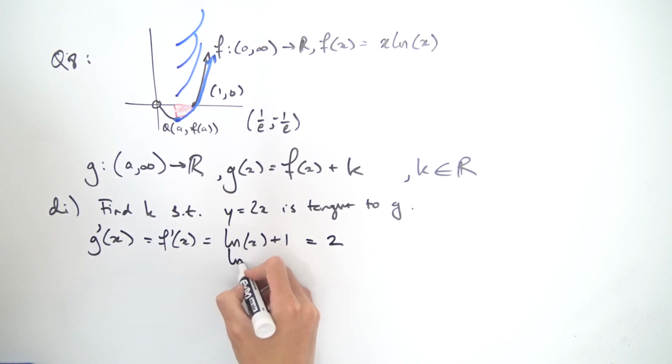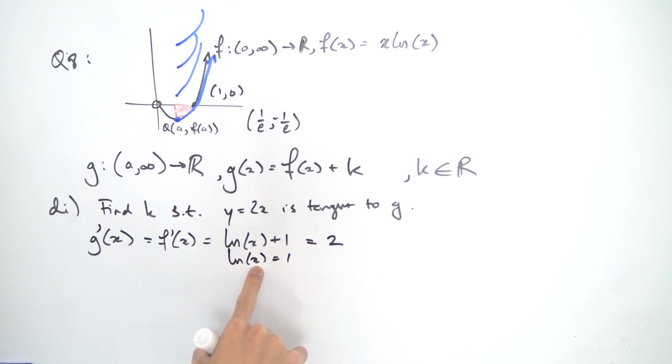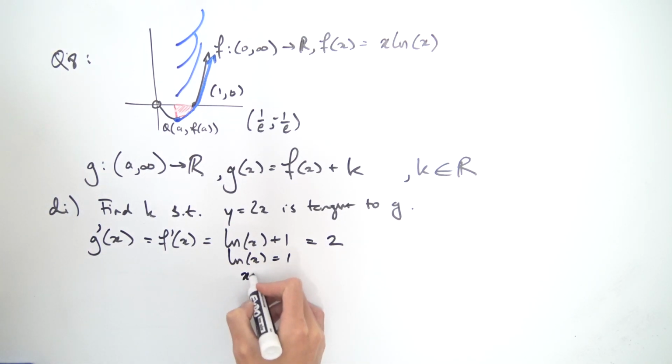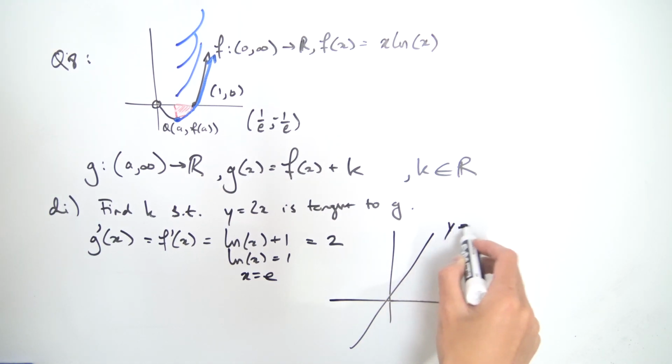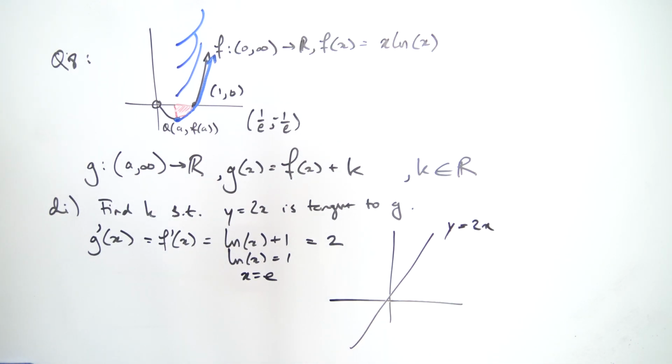So that gives you natural log of x is equal to 1, and where is natural log of x equal to 1? Well, x is equal to e, because if you plug e into this natural log, you get 1. So if you have the graph y equals 2x like so, and x is equal to e, which is right here, that means the corresponding y value is y equals 2e, because if you plug e into here, you get 2e.